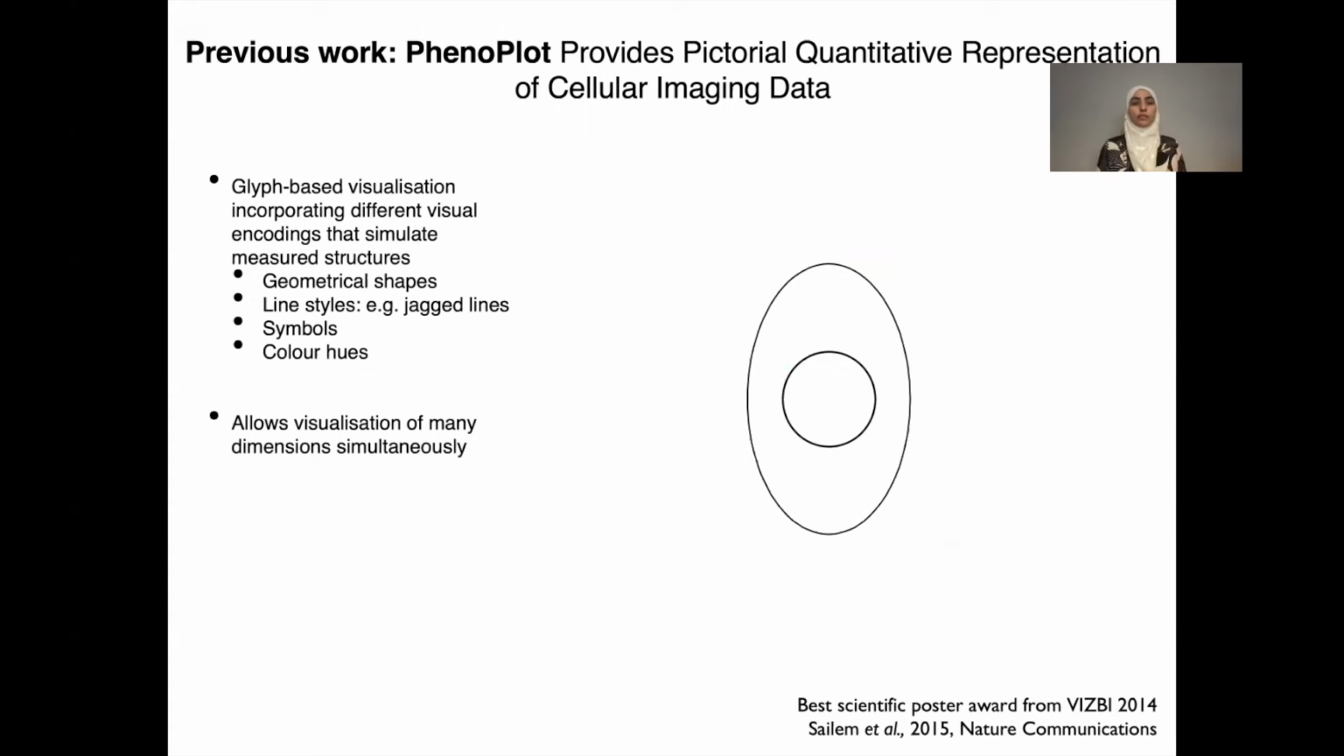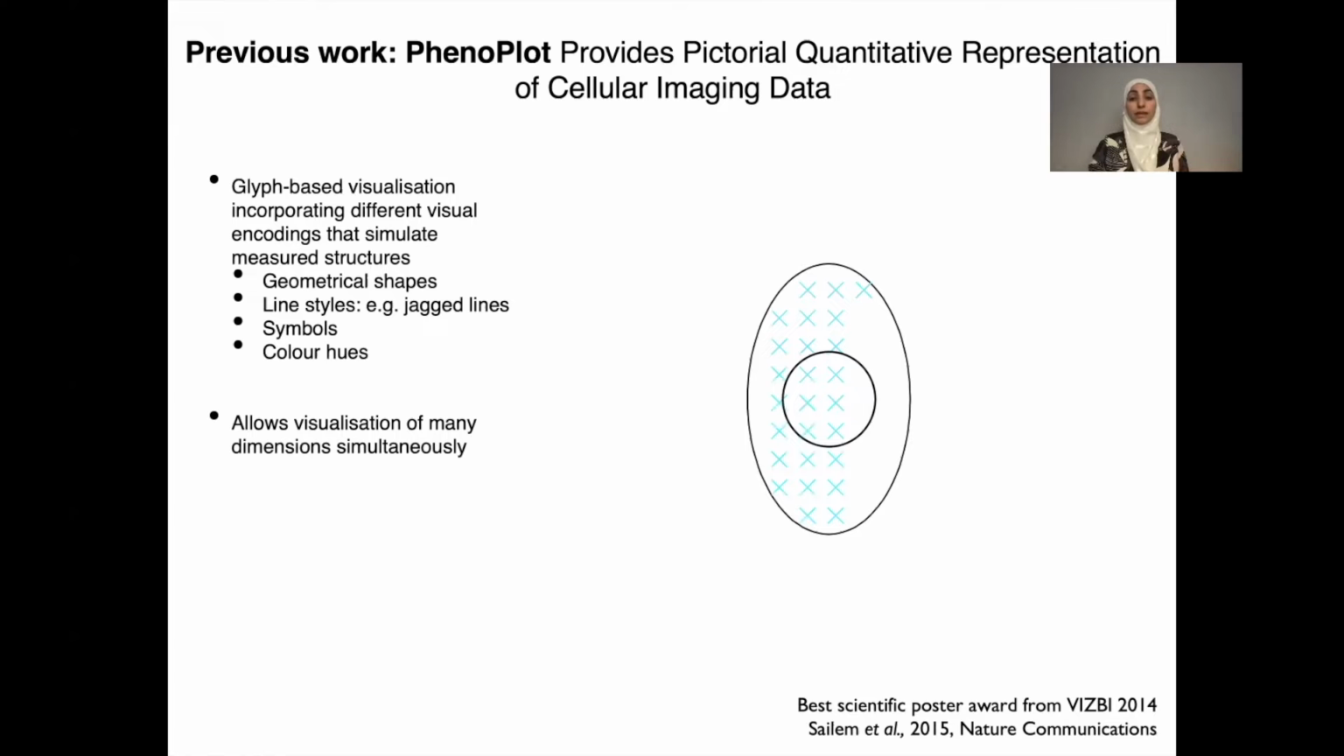So during my PhD, I devised a tool called Phenoplot, which basically aimed to facilitate the interpretation of the data by creating structures that look like what we are measuring in the first place. So I used a combination of geometrical shapes, line styles, symbols, and color hues. And you can see here, I map the data to these ellipses, which represent the cell and the nucleus.